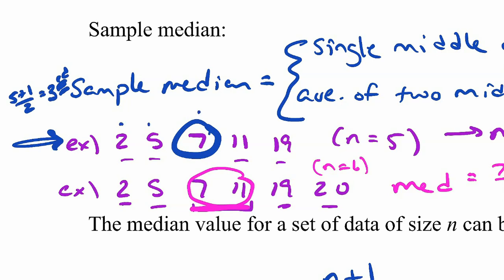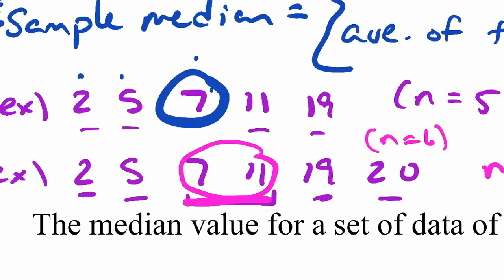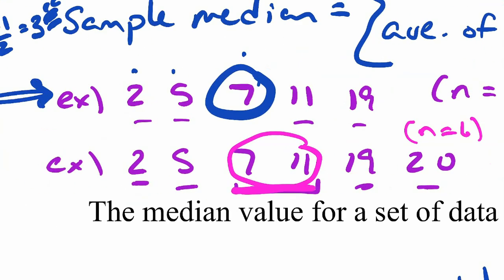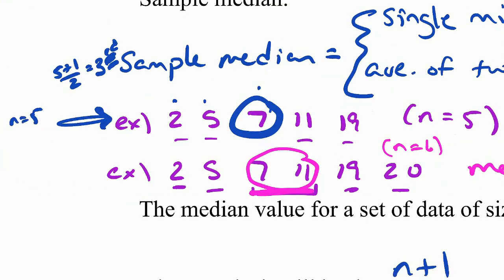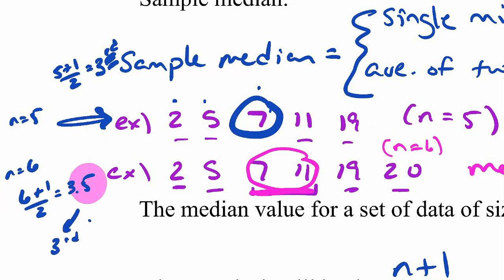When n was 6, notice the median ended up being the average of the third and fourth value. So when n was 6, and I do that formula, 6 plus 1 over 2, notice you get back 7 over 2, which is 3.5. It's this 0.5 that is telling us that it's going to be the average of two numbers. It's going to be the average of the third and fourth value in the data set.